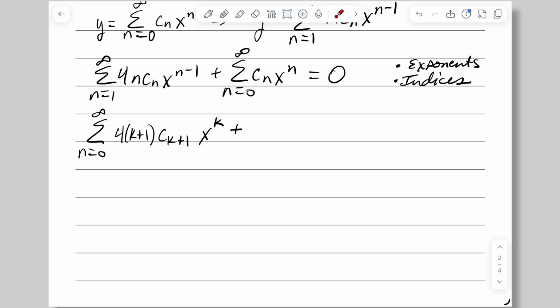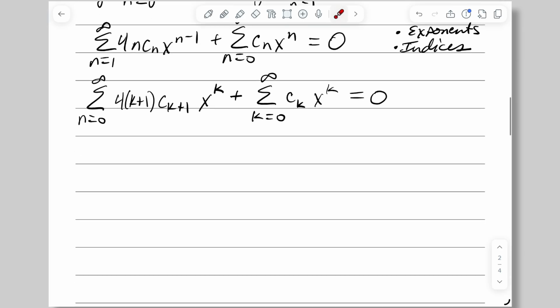In the second sigma expression, we had x to the n. Nothing needs to really change except that n equals k, just to make everything match. So we have the sum as k goes from 0 to infinity of c sub k x to the k. All of that is equal to 0. Whoops, I wrote down n equals 0, that should be k equals 0.